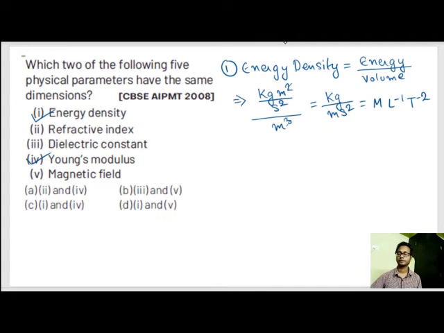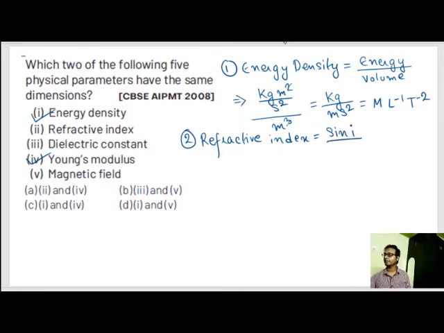Number 2, refractive index. See, the question was solved long ago. I am just revising the formula for you, so this chapter also helps in revision. Quick revision: refractive index was from ray optics, sin i by sin r, which equals velocity of light in medium 1 by velocity of light in medium 2, and is dimensionless.